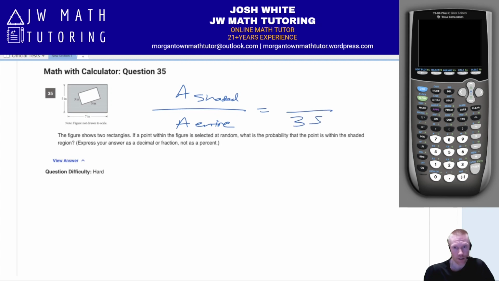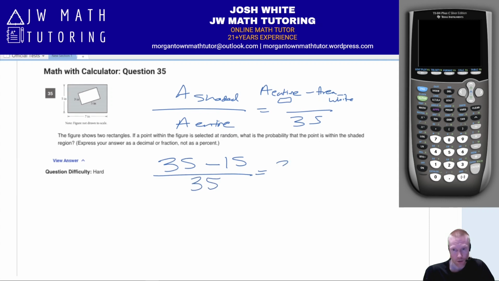The shaded area is technically the area of the entire rectangle minus the area of the white. So in other words, we have 35 minus 3 times 5, which is 15, and that goes over 35. So we get 20 over 35. Now that's not our final answer because we do want to reduce it. So these each have a common factor of 4. Divide 20 by 4 and get 5.